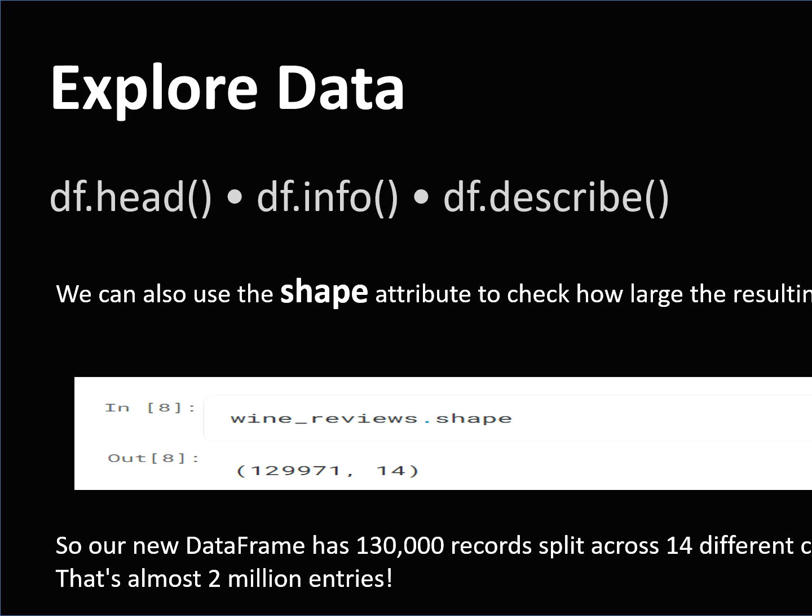So we have 130,000 records, or rows, across 14 columns. This is almost like 2 million entries. So in this case, you cannot write every one by yourself. You can use coding or pandas to create the table.